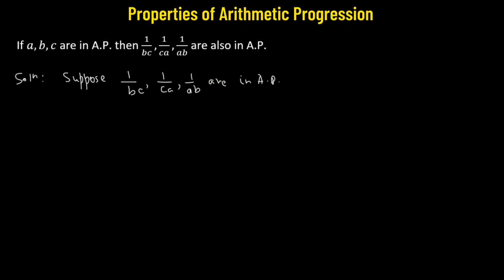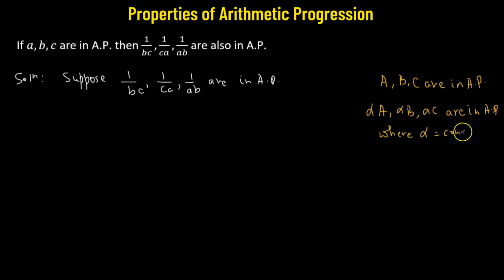Now we're going to use a property of arithmetic progression, which states that let's say we have three numbers a, b and c that are in arithmetic progression. Now if we multiply each of the numbers by some constant alpha, that is alpha times a, alpha times b, alpha times c, then these three numbers are still going to be in AP, where alpha is a constant. So multiplying with a constant number does not affect the progression of the three numbers. They are still going to be in arithmetic progression.